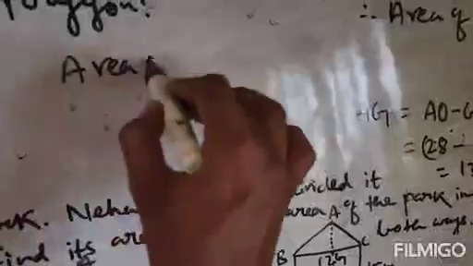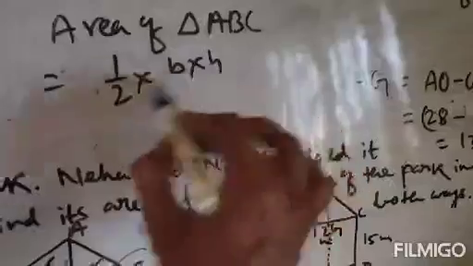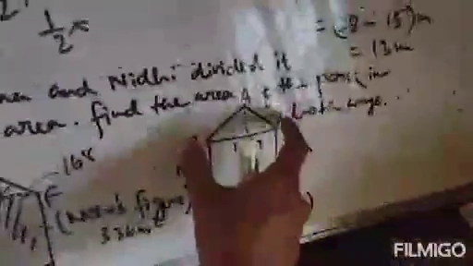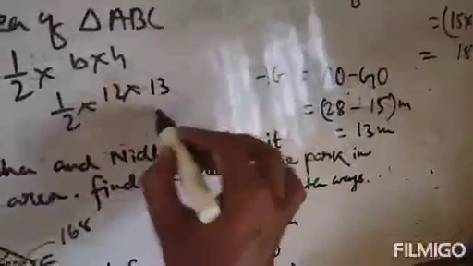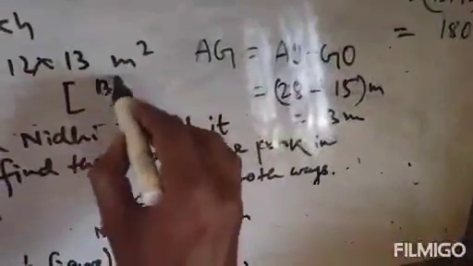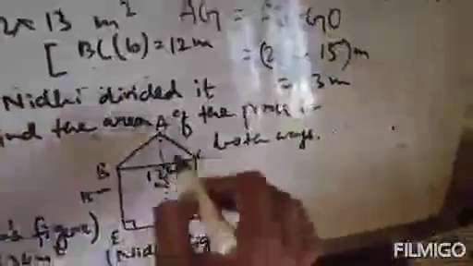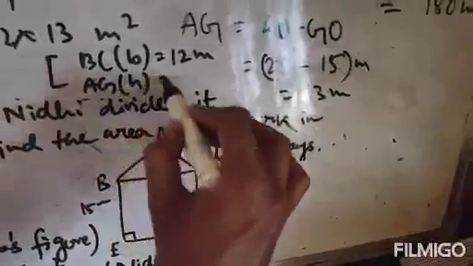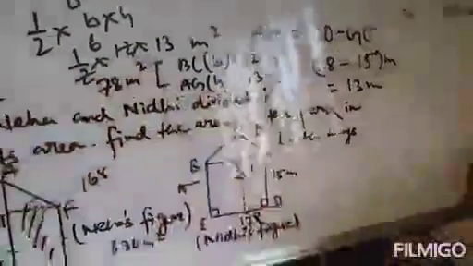So area of triangle ABC will be 1 by 2 into base into height. So base is BC, which is given as 12 meter, and height AG is 13 meter, clear. Now calculate: 2 sixes are 12, 6 13s are 78. So 78 meter square is the area of triangle ABC.